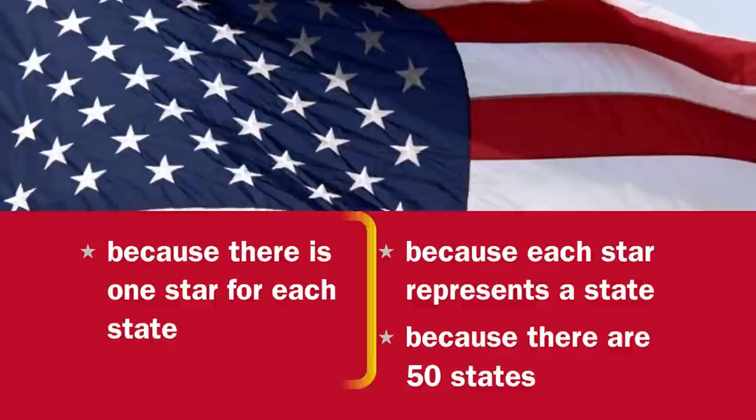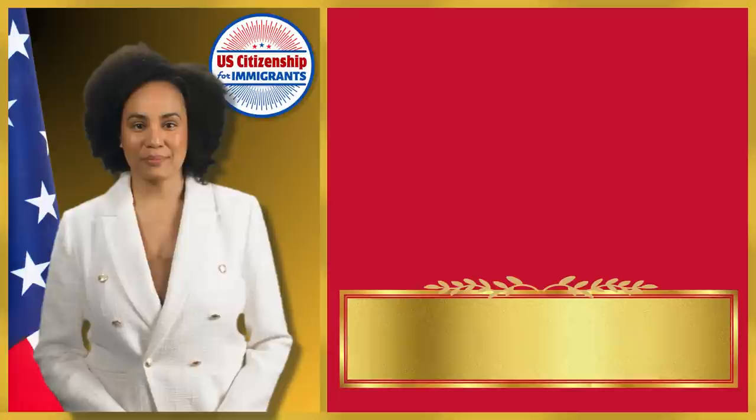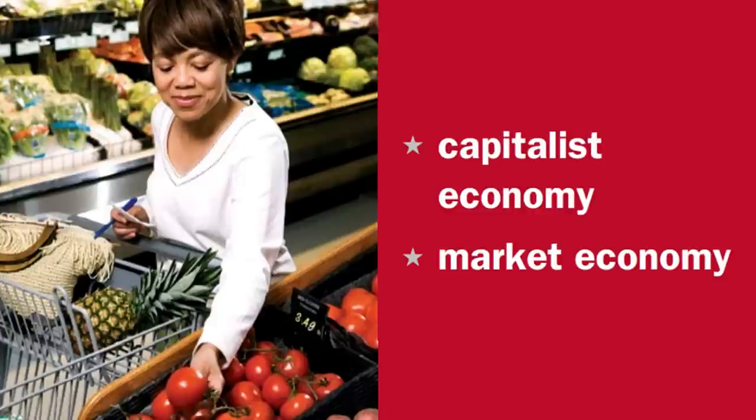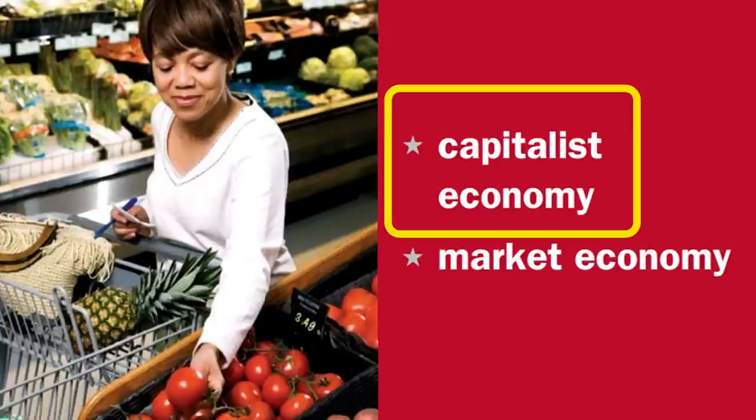Group 7. Government. What is the economic system in the United States? Capitalist economy.